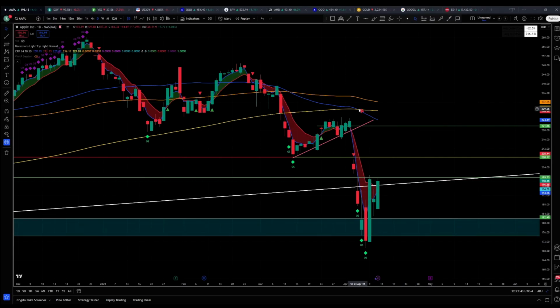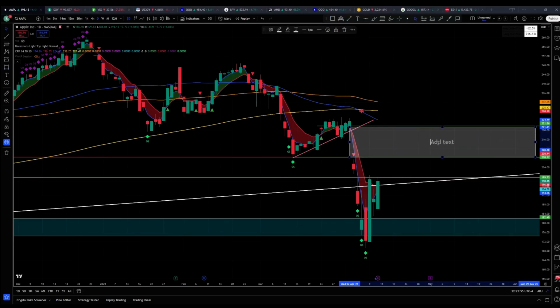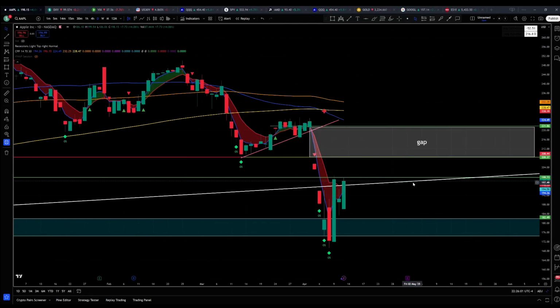Right here. It's all the way down here, right? We move up, we got some gaps to fill. Now, all gaps, there's a rule, got to get filled at some point. Doesn't mean they got to get filled now. There's a gap right here. All right, gap. Now, that's from 208 to 221.